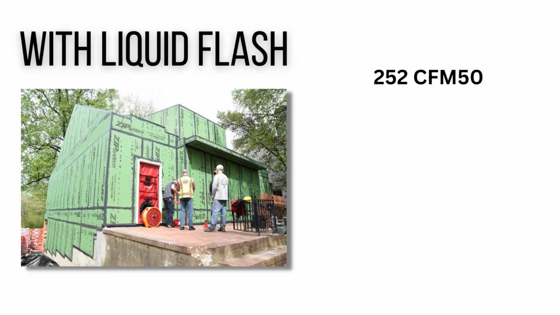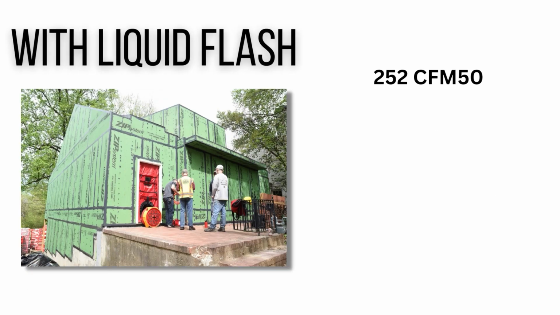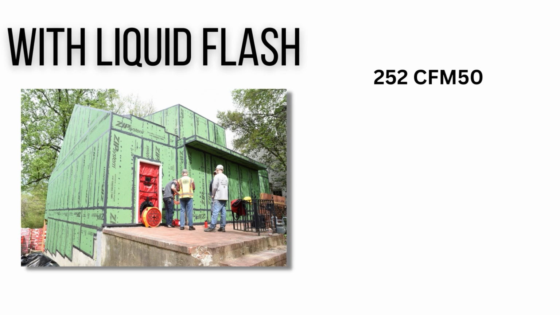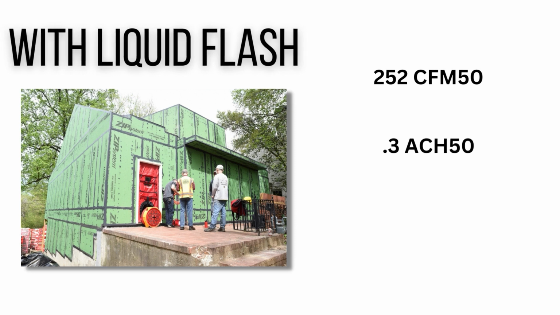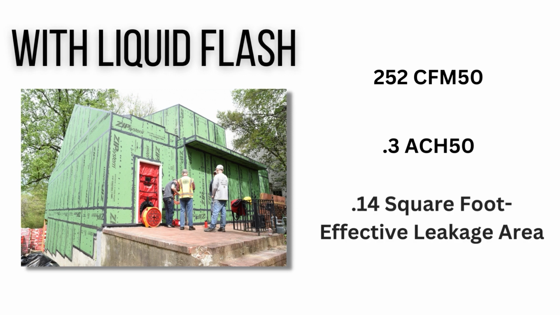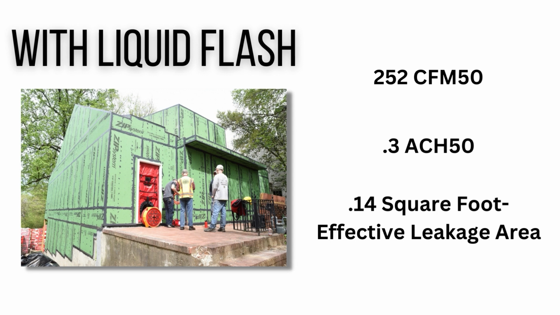There were several different options for sealing the joints on the zip system, and we opted to go with all liquid flash, and Huber actually told us that this was the most liquid flash they've ever seen on a house. We just wanted to see how tight we can make a house with just using sheathing and liquid flash. Now we got it down to 0.3 ACH 50, which is less than a square foot. It's 0.1 square feet, a square foot hole in the side of the house.